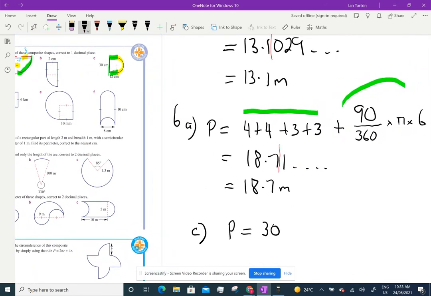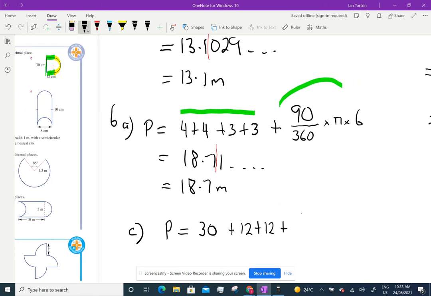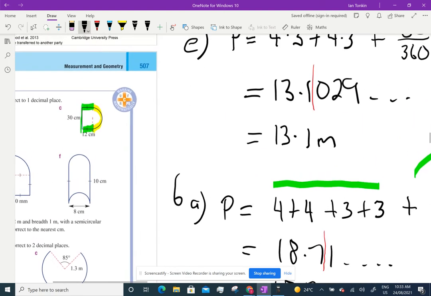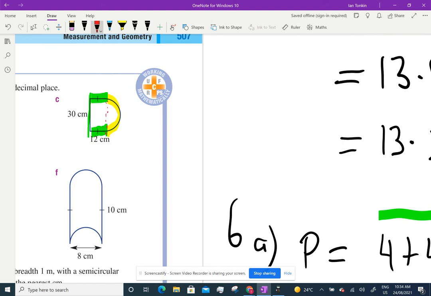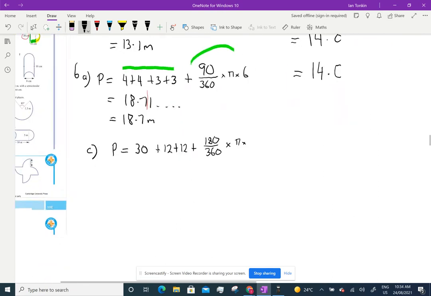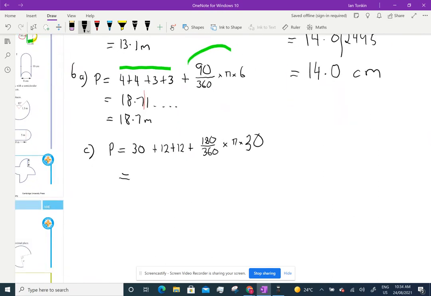is 30. That's a straight bit on the left-hand side, plus 12, plus 12, plus I have a half of a circle, but remember I'm using the angle, so I'm going to write 180 over 360 times pi times the diameter. I'm lucky now because the diameter, this bit here, is the same as this. So the diameter is 30. And again, once I write that, that is the most important line. Showing all your substitutions is the most important line. The answer is important as well, but it's not as important as showing what you're doing.